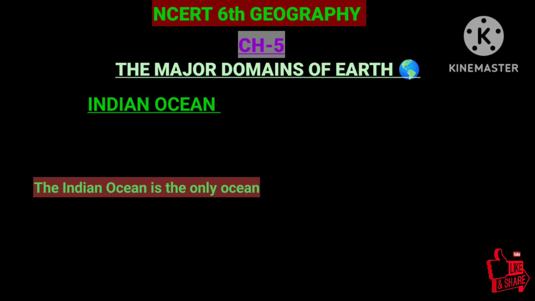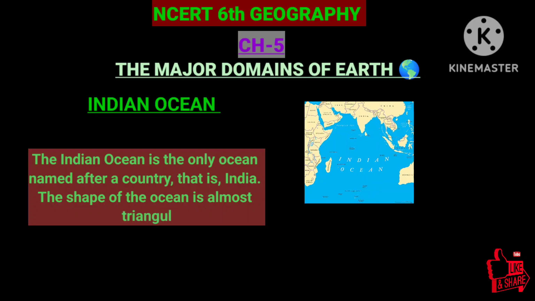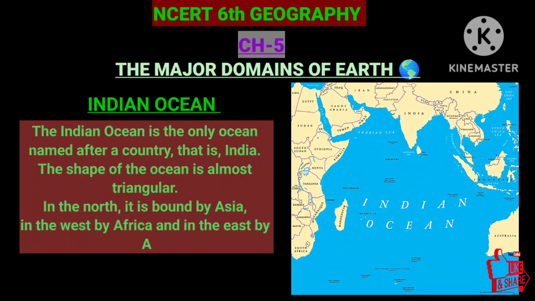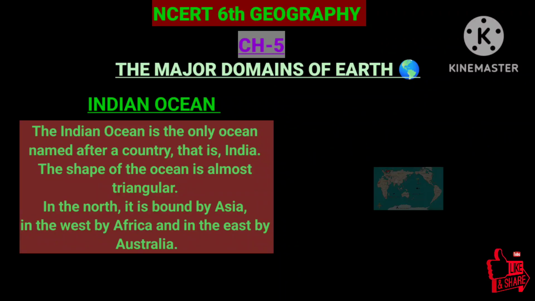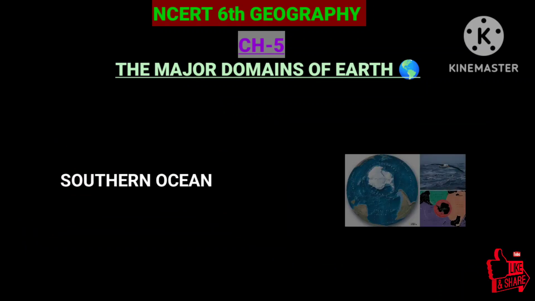Another ocean is the Indian Ocean. The Indian Ocean is the only ocean named after a country, that is India. The shape of the Indian Ocean is almost triangular. In the north, it is bounded by Asia, in the west by Africa, and in the east by Australia.